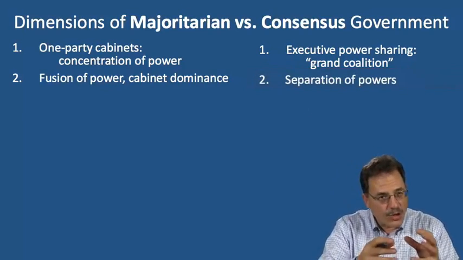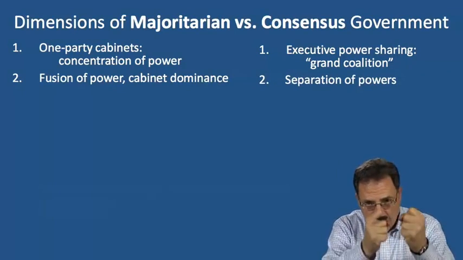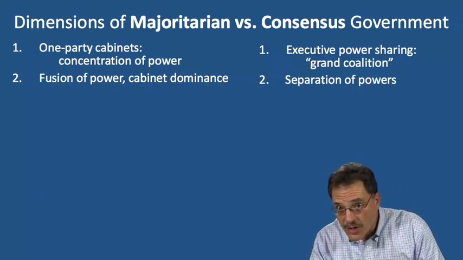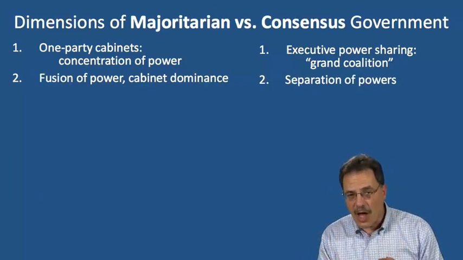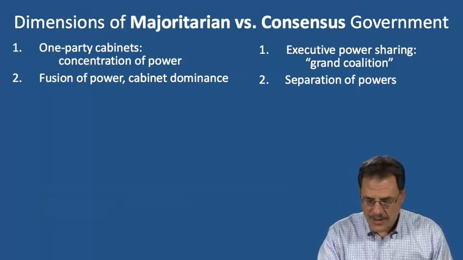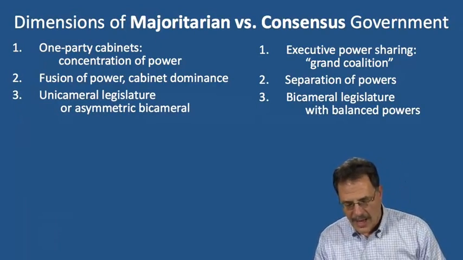Now keep again, the majoritarian model is always toward concentrating power, making government decisive. The consensus model is toward diffusing power, making government slower but more inclusive and deliberative. So the third variable is the structure of the legislature. Is it unicameral or bicameral?